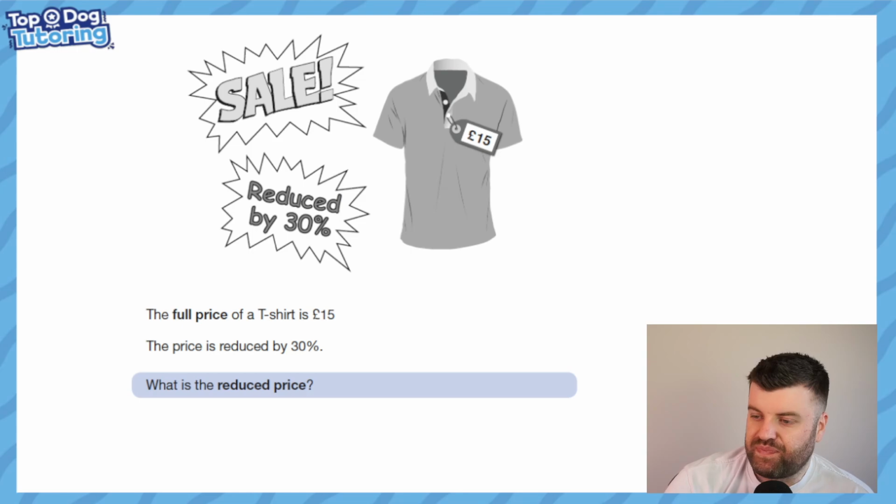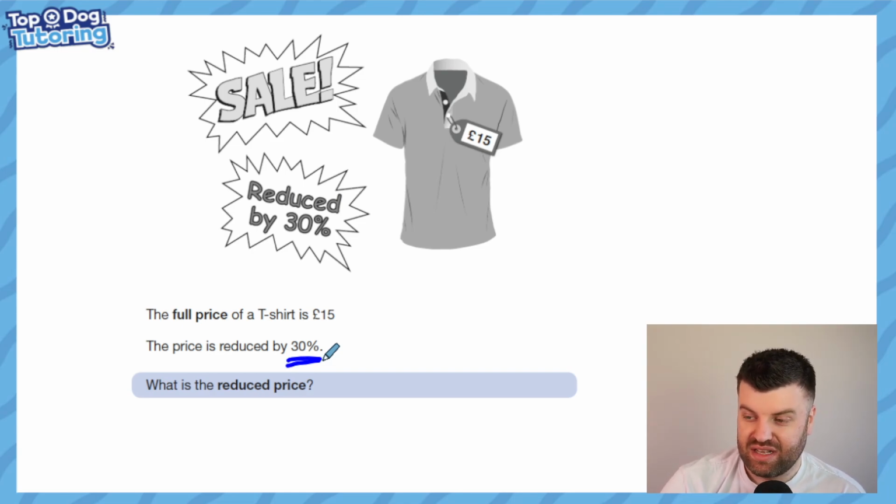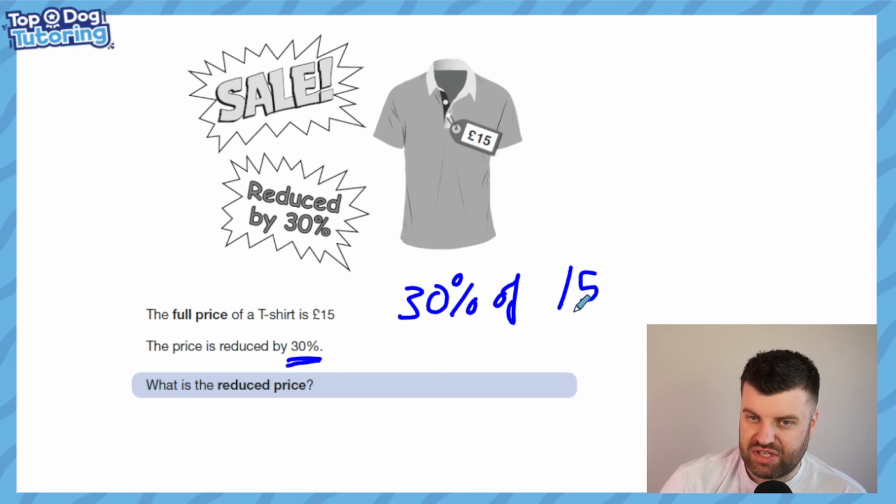How about this offer? A full price of a t-shirt is £15. The price is reduced by 30%. Look what we're doing again. We're combining a different strand. This time it's percentages. How do we reduce this price by 30%? Well, this is essentially asking us to do 30% of 15. That'll give us how much it's reduced by. And then we need to find the reduced price. So take it off.